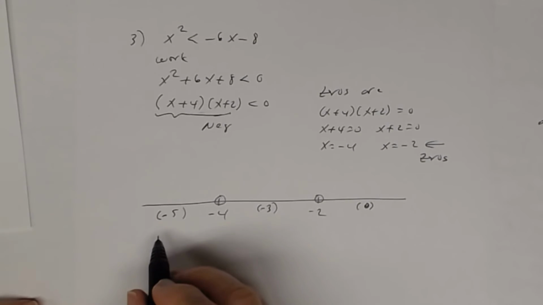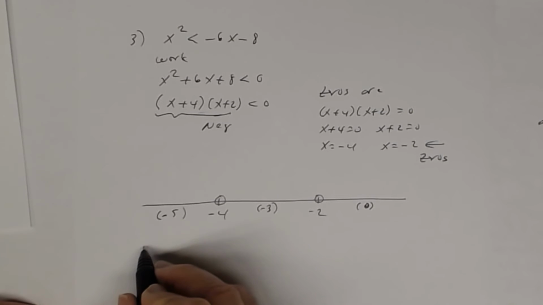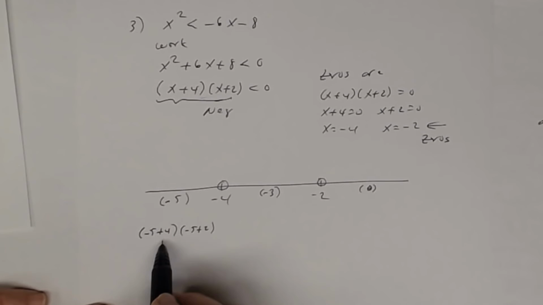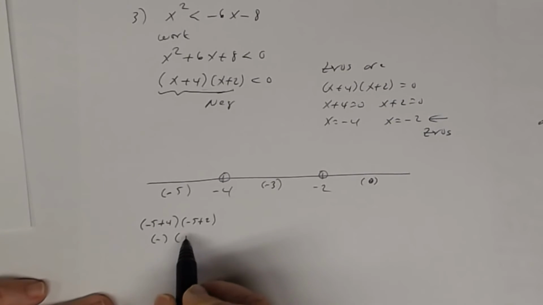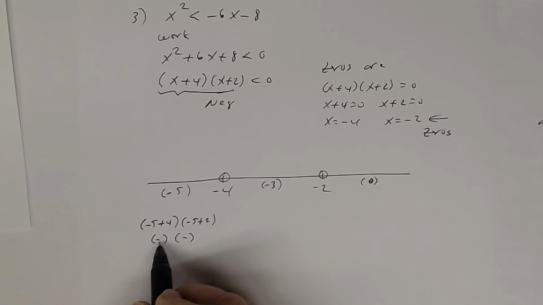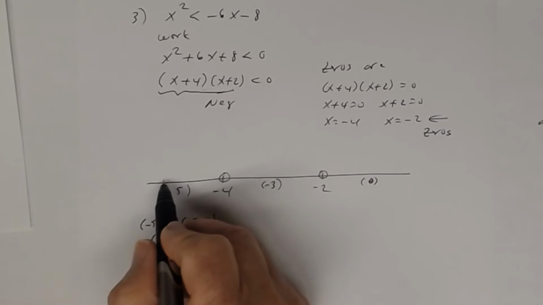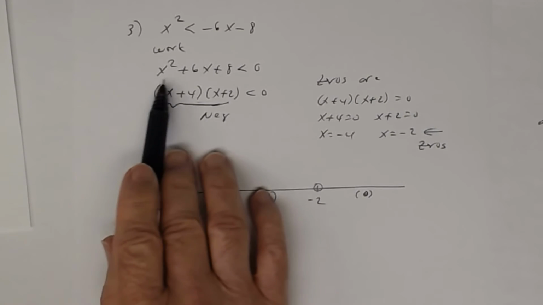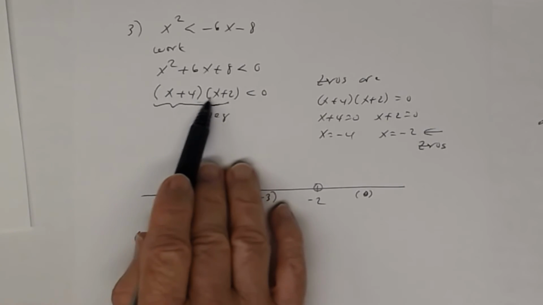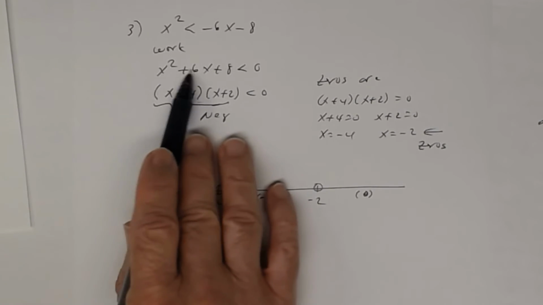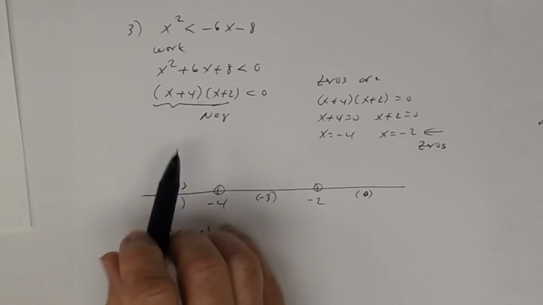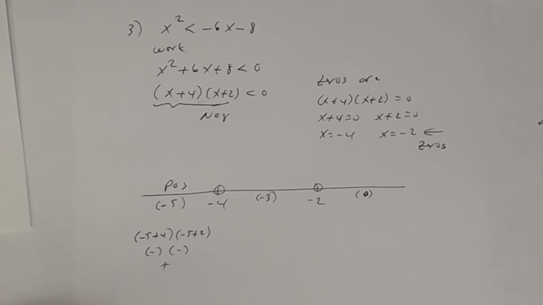Let's go ahead and substitute now. We're more than halfway done with this problem. Always go back to the factored part. It makes things easier for you. Negative 5 plus 4 times negative 5 plus 2. Negative 5 plus 4 is negative 1, so that's negative. Negative 5 plus 2 is negative 3, so that's negative. A negative times a negative is a positive. So any real number in that first interval will make these two expressions a positive number, but that's not what I want. So those real numbers will not be solutions to the original inequality.